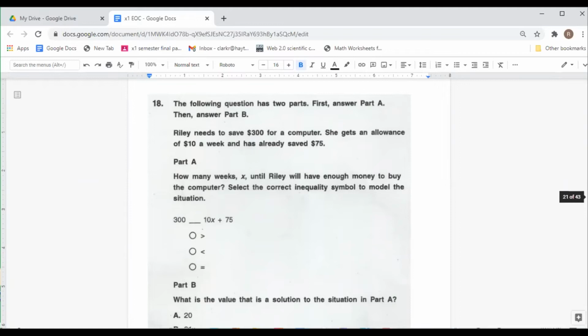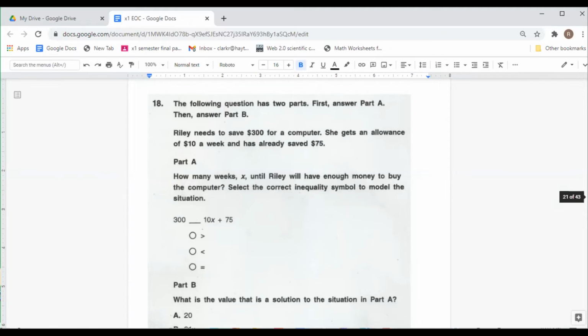Number 18. The following equation has two parts. First answer part A and then answer part B. Riley needs to save $300 for a computer. She gets an allowance of $10 a week and has already saved $75. How many weeks, X, till Riley will have enough money to buy the computer? Select the correct inequality symbol.